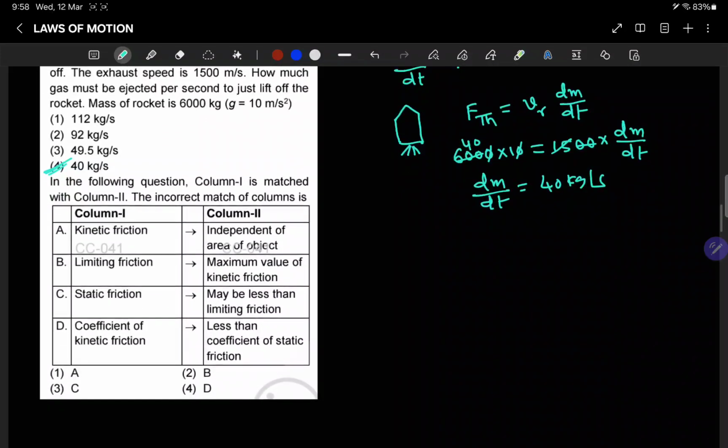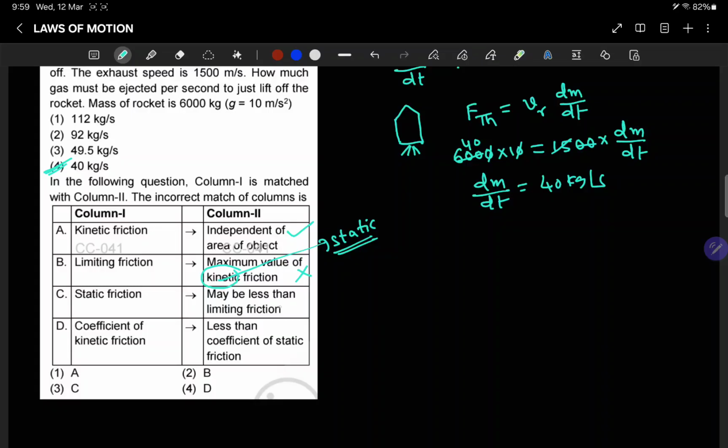Next question. In the following question, column 1 is matched with column 2; find the incorrect match. Kinetic friction is independent of area of cross section. Yes, students, it is correct. Limiting friction is the maximum value of kinetic friction. Wrong, students. Limiting friction is the maximum value of static friction only. Here kinetic is given, so this is the wrong one.